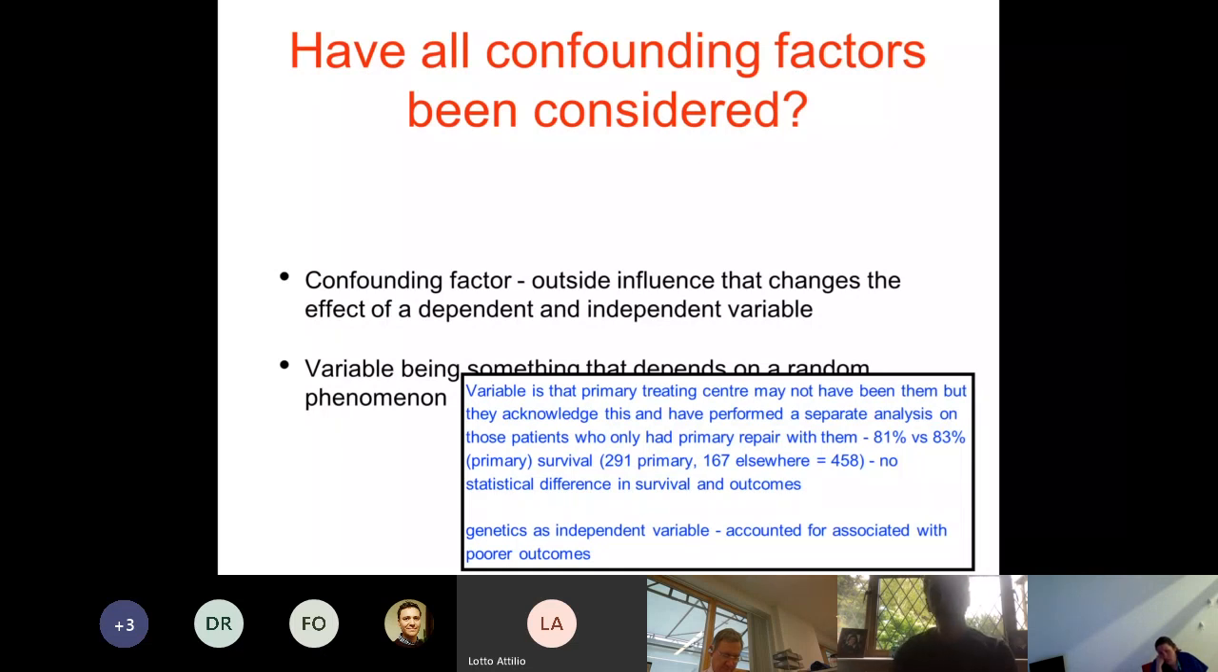I guess you could also consider genetic diagnoses, which a fair number of these children have, as you see in conotruncal abnormalities. That would be an independent variable, something that we have no control over, but does need to be accounted for. And in their findings, as we come to the results, they did see that these children had poorer outcomes. That is important for us when we're preparing these children for surgery and counseling these parents.